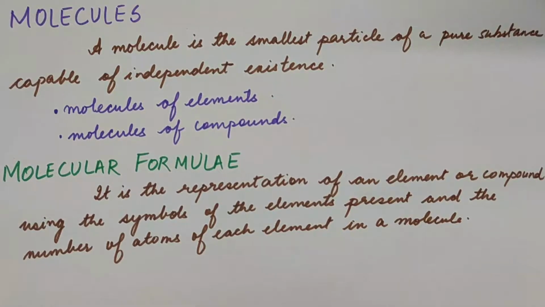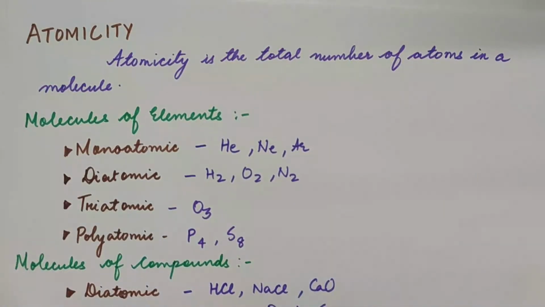So let us discuss atomicity. Atomicity is the total number of atoms in a molecule. Like I was telling you about the molecular formula, you will get a clear concept when we discuss this. Molecules may be monoatomic, diatomic, triatomic, or polyatomic, depending upon the number of atoms they have. First, let us discuss the molecules of elements.